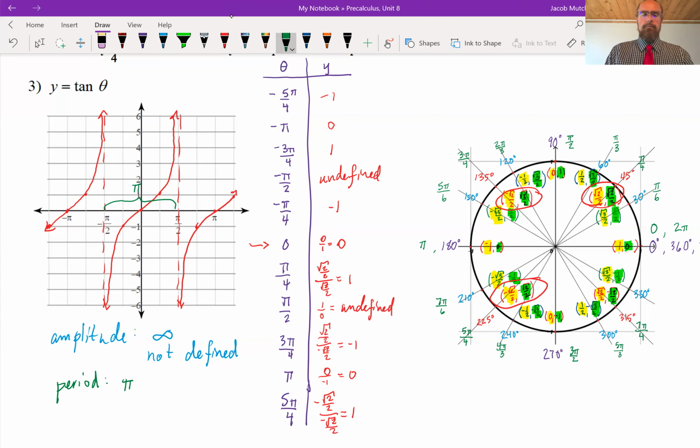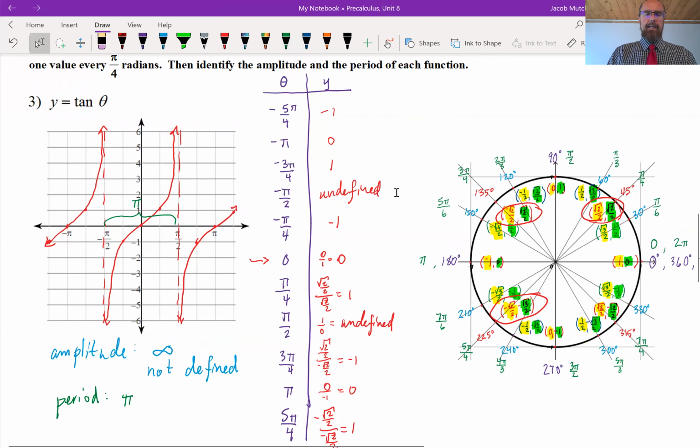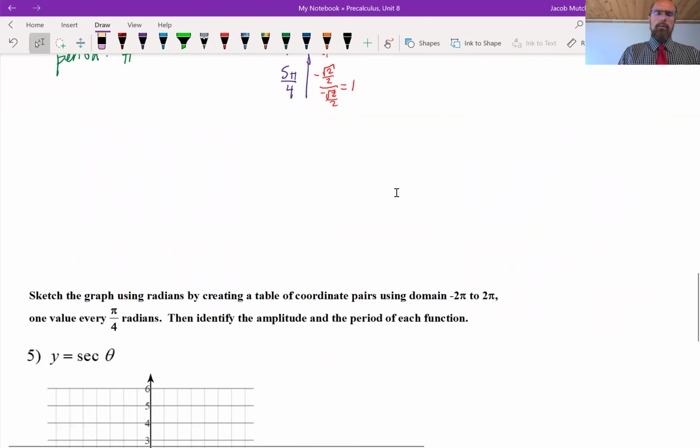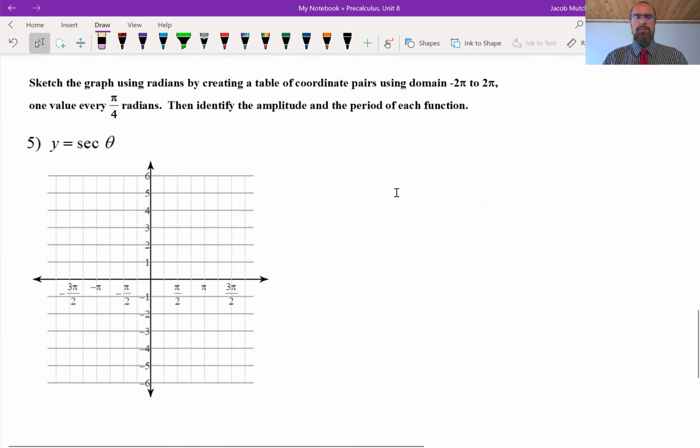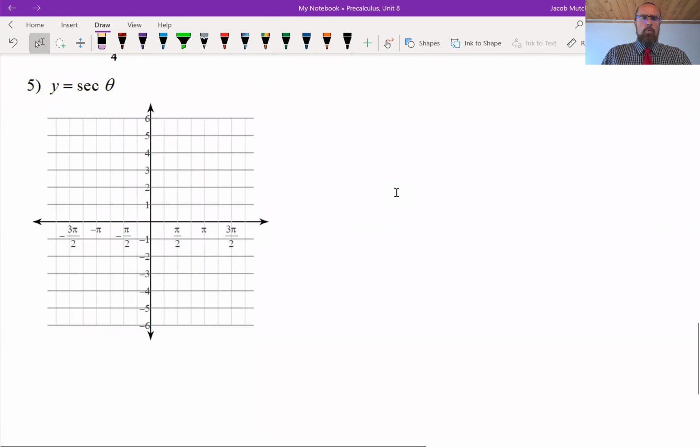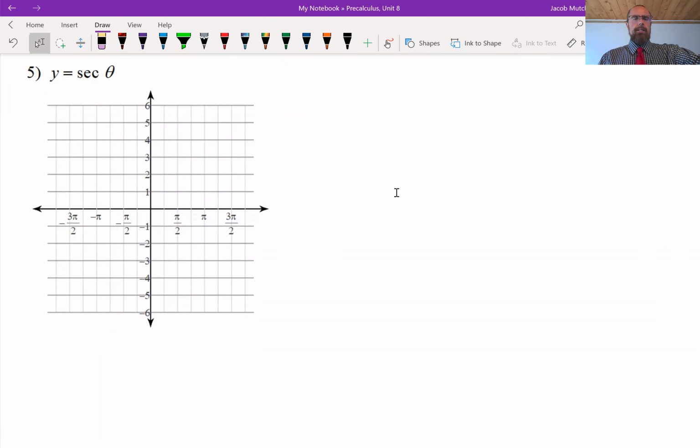Well, let's take a look at our final example. So we looked at sine and tangent. Now we want to say, how do I graph one of these reciprocal functions? So here I've got y equals secant of theta. So I'm going to start the same way. Our instructions are just repeated there.